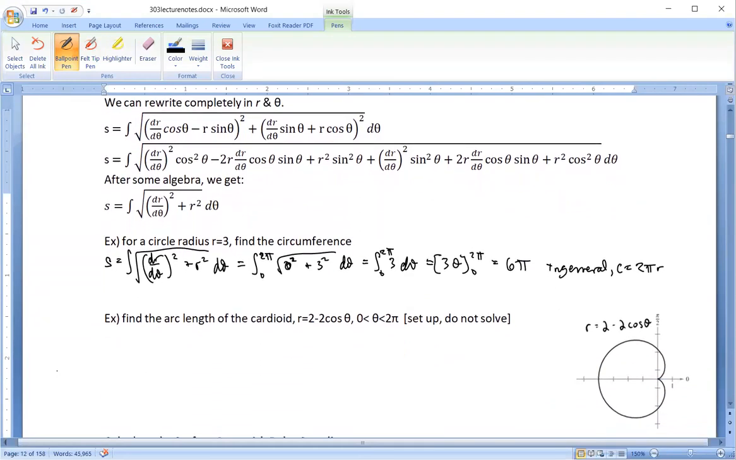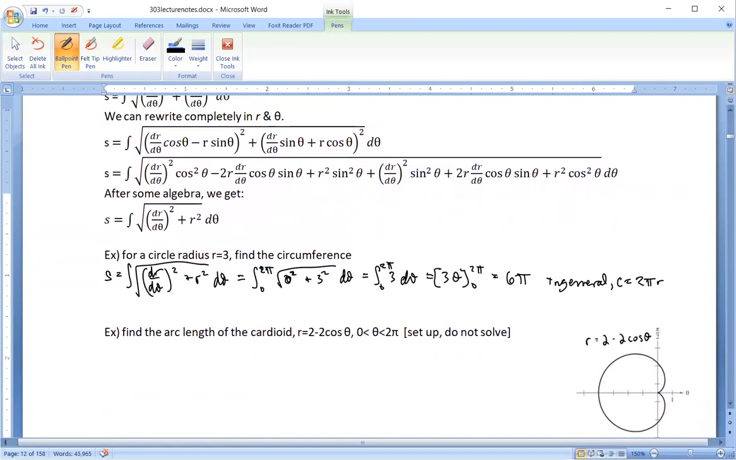We can do a slightly trickier one. It looks like this. So find the length of the cardioid, which has the formula r equals 2 minus 2 cos theta, as theta goes from 0 to 2 pi. And this is a setup, do not solve.